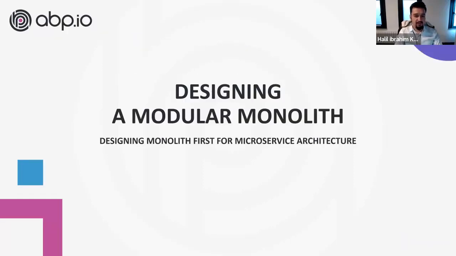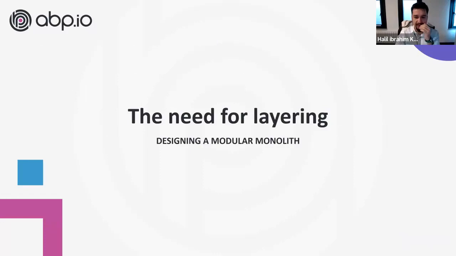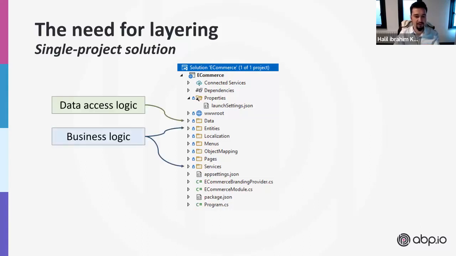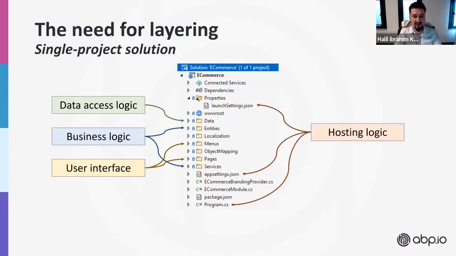Okay, how to design a modular monolith system? I will start by introducing why we need to layer our modules, or layer our application, so it will be easier later to convert to microservices. Let's start from a single project solution. That means there is no layering. In the solution, there is a single project which contains data access logic, business logic, user interface logic, and hosting logic in a single application.